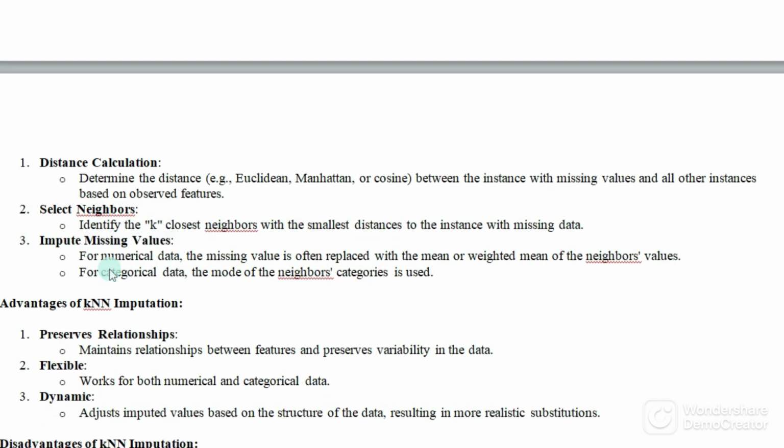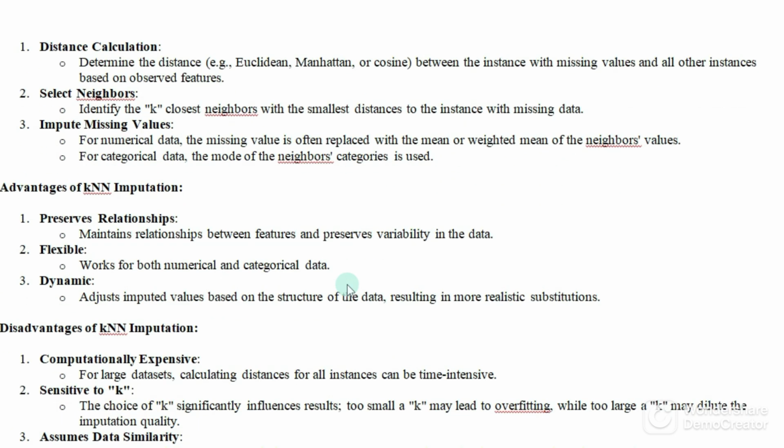Then impute the missing value. For numerical data, the missing value is often replaced with the mean or weighted mean of the neighbors' values. And for categorical data, the mode of the neighbors' category is used. Mode को use करते हैं categorical data में.